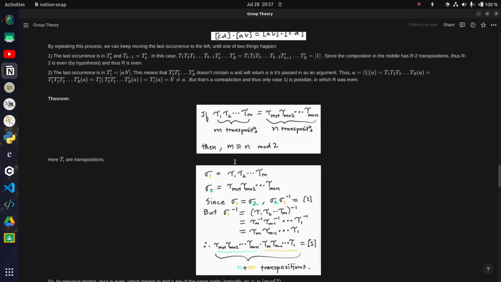Alright, now let's go to the fact that the parity of transpositions stays the same for a certain permutation. So if you have t1 t2 till tm equal to t(m+1) t(m+2) till t(m+n), so on the left hand side you have m transpositions, and on the right hand side n transpositions, all composed. If this happens, then m has to be equal to n in the parity, right? Or I should say m and n are both even or both odd. This is pretty easy really.